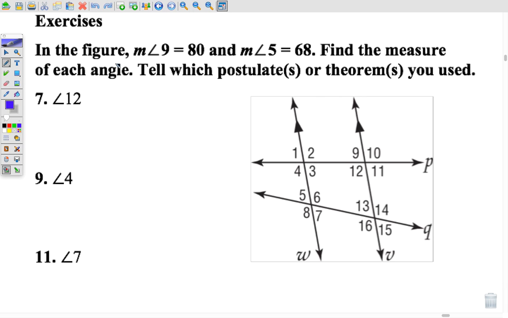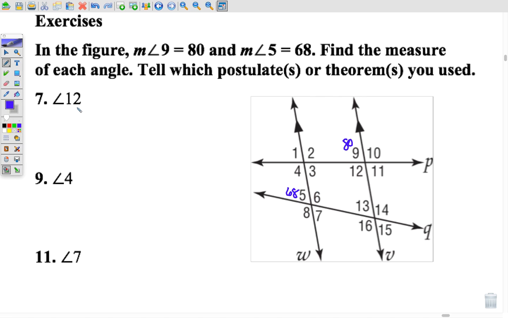Alright, so these are the examples for 3-2. So here we go. It says in the figure, measure of angle 9 is 80 and measure of angle 5 is 68. So I'm going to go ahead and label my picture. Angle 9 is 80 and angle 5 is 68. Find the measure of each angle. Tell which postulate or theorems you used.